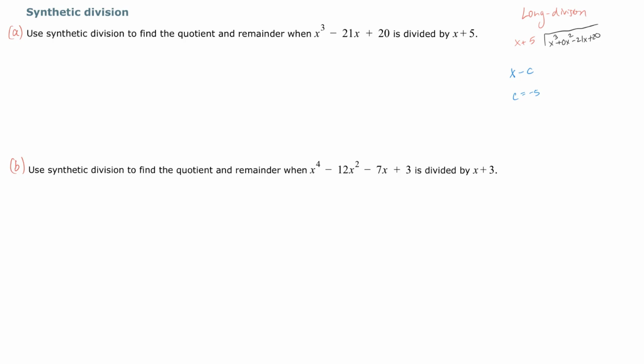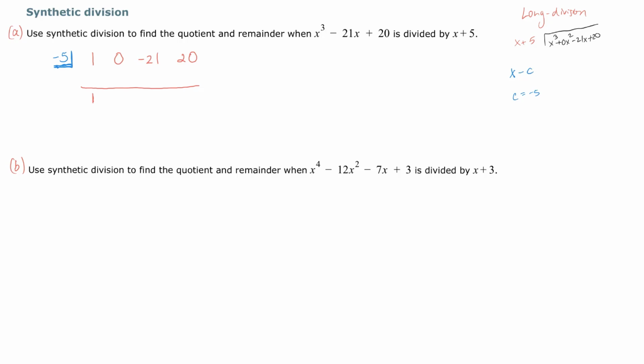We put this negative 5 up here in a little box. So we're going to begin the procedure of synthetic division. Now we're going to take all the coefficients of the polynomial, which is 1, 0x squared, negative 21x, and then 20. These coefficients actually act like placeholders. The first thing we're going to do is I'm going to draw a line here. We're going to bring down the 1.